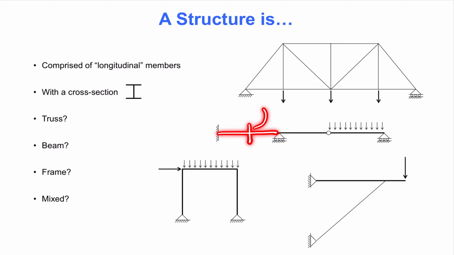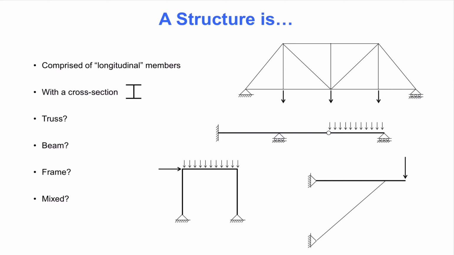An implication of the present interpretation of structural members is that each member has a cross-section, such as the wide-flanged steel cross-section shown here. Please note that the longitudinal dimension of each structural member is generally much larger than the dimensions of the cross-section. Having established that general rule, we can further categorize each structural member, and as a result, each structure.